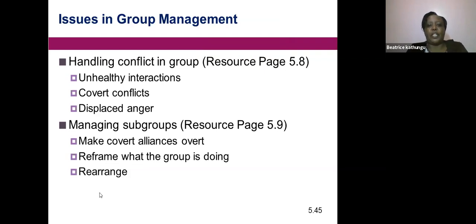So some of the things that can happen in groups that can be really challenging issues is handling of conflicts. And you might want to look at resource page 5.8 to see some of these. For example, unhealthy interactions. Sometimes you might have members in a group beginning to interact in a way that is not benefiting the group. Some may seem to form alliances within the group against fellow members or even against the leader. Sometimes you might discover what we call covert conflicts. They are undertones. They are not necessarily coming up in an overt or explicit way. So they are implicit. You notice that when one member speaks, another member seems to react negatively towards that member every time that happens. So you can pick some underlying conflicts that may be there between your members.